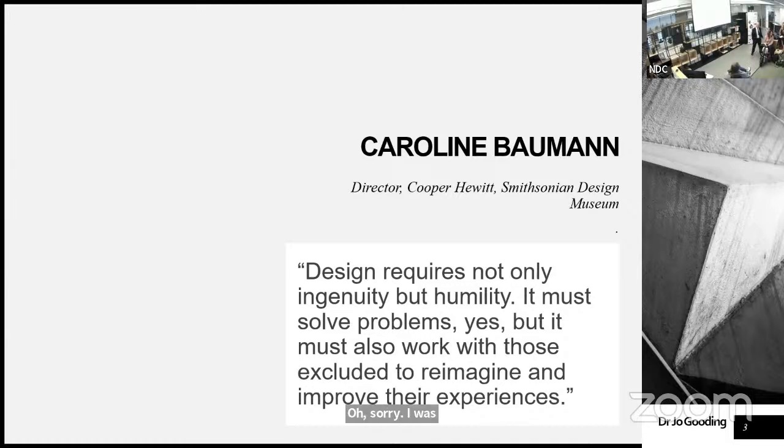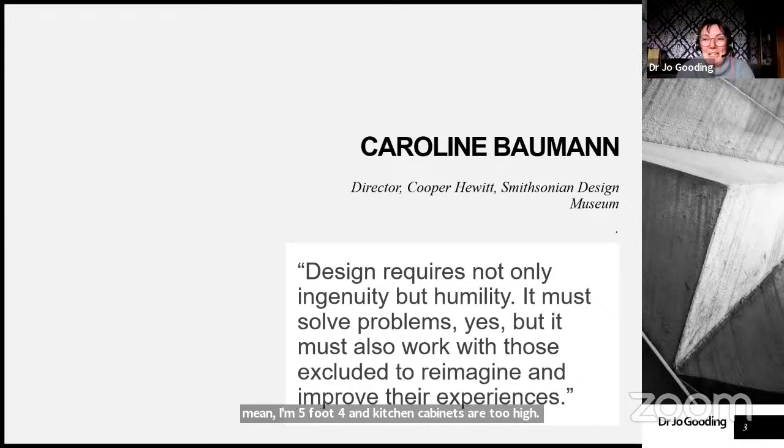I was just going to say, kitchen cabinets. I mean, I'm 5'4", and kitchen cabinets are too high. I can't get to the top of them. Absolutely. I remember my mum coming to our house. My husband's quite tall, and the microwave was high. And when my mum came to visit, who is also the same sort of height as yourself, she couldn't use the microwave. So, yes, environments.